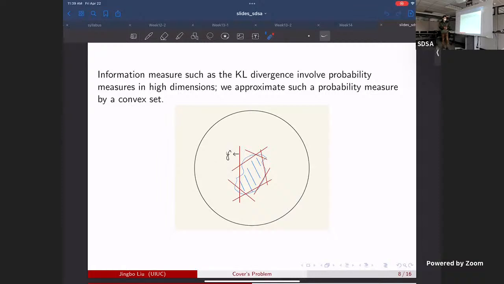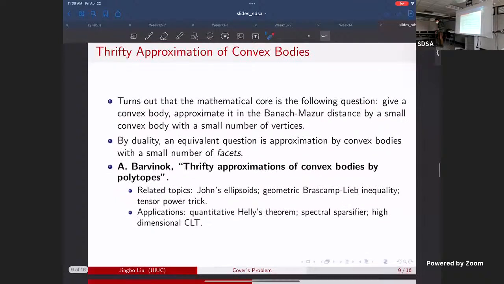I'm not going to tell you how to rigorously define this convex set associated with this measure, but I just want to tell you that if you look at this problem closely, it turns out that the mathematical core of this problem is that, given a convex body, we want to approximate it using another convex body which has a small number of vertices. And how do we characterize the approximation of two convex bodies?